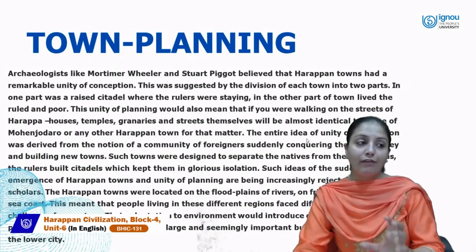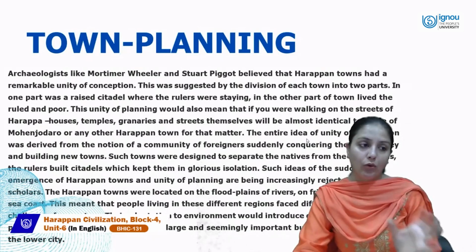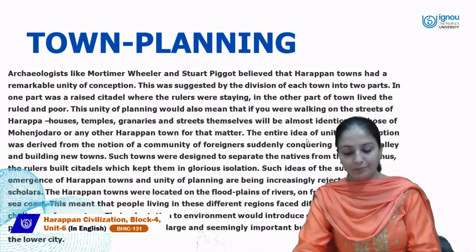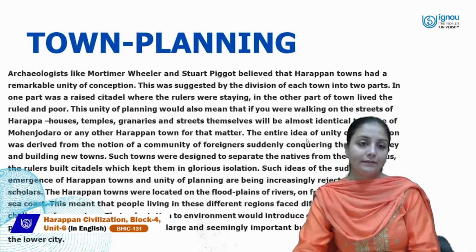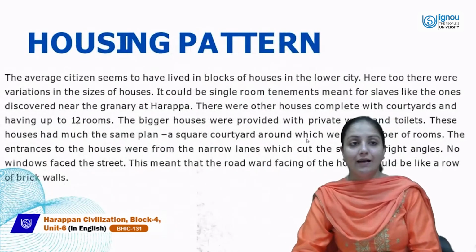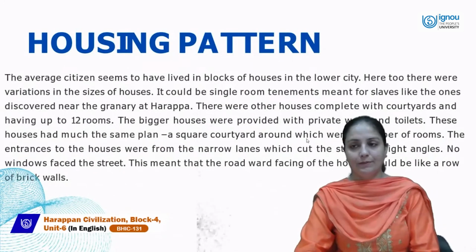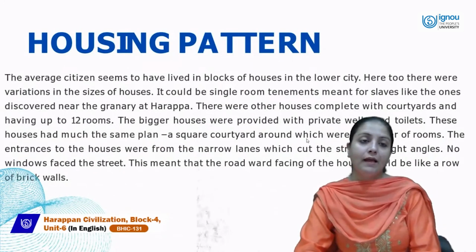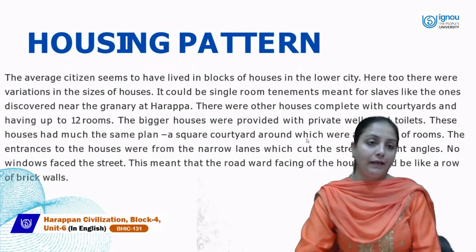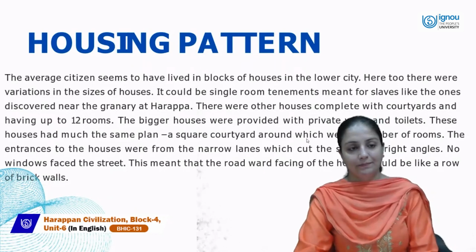That was the differentiation between lower caste and the upper caste. Town planning system is this. Next is our housing pattern. How they make their house. What was the pattern they were using in building their houses?